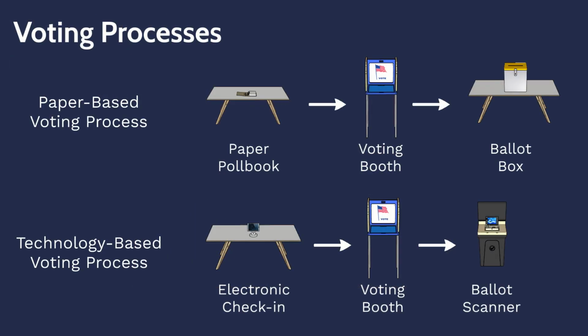Changes to 2 voting processes are explored, with one using a paper-based process including paper poll books, hand-marked paper ballots, and centrally counted ballots submitted to a ballot box within the polling location. The second uses a technology-based process that includes electronic poll books, hand-marked paper ballots, and a digital ballot scanner.